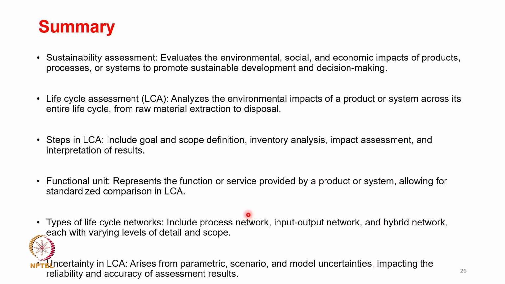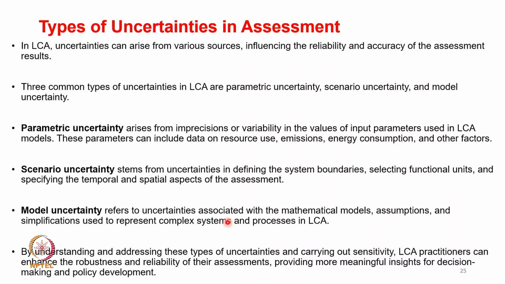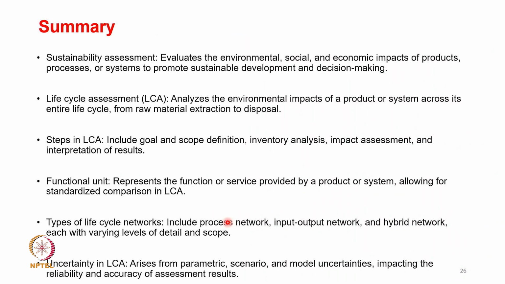And the functional unit represents the function or service provided by a product or system, allowing the standard comparison in LCA. And types of life cycle network, we talked about process network, input output network, and a hybrid network, with varying levels of detail and scope. And last, all this analysis could of course be affected by uncertainty, which could be from the model, scenario, or from parameters, thereby impacting the reliability and accuracy of the assessment of the results.